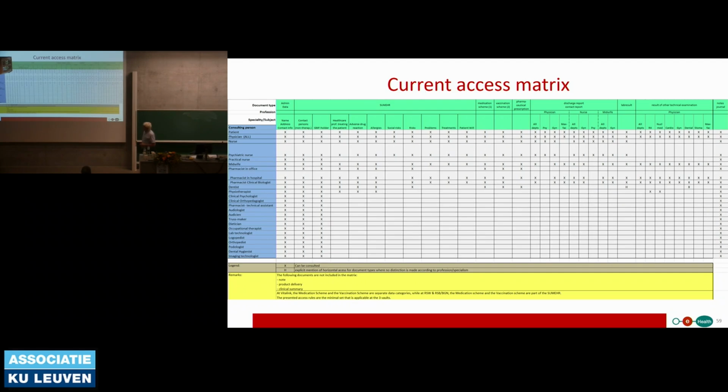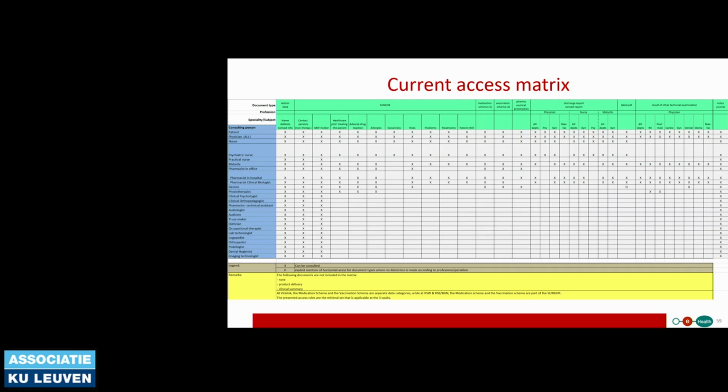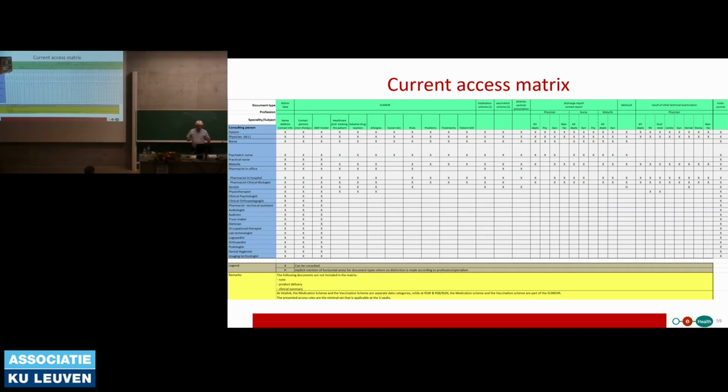So you see, this is a matrix where you have the types of healthcare providers and the types of data. It is indicated who can access what data. Your general practitioner can access all your data, but for instance the pharmacist or the physiotherapist cannot access all data. That's determined, again, by type of healthcare provider, by the Information Security Committee.